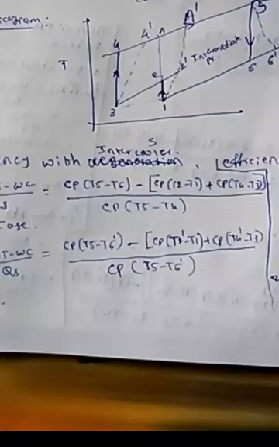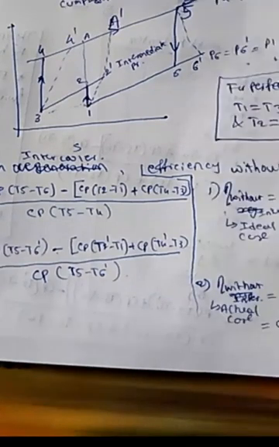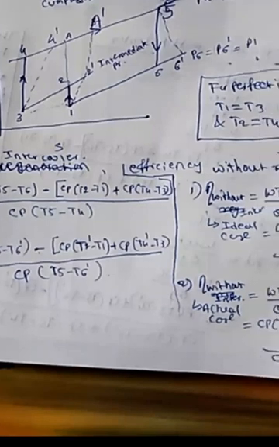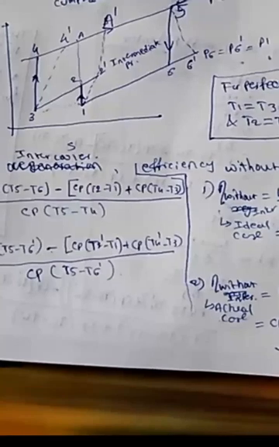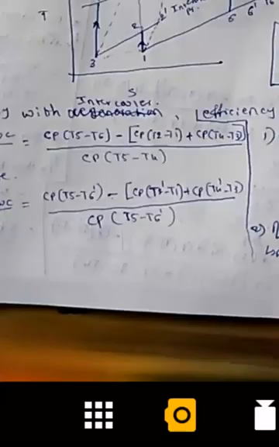Now you can write this for the actual case. You just need to change it from ideal to actual: net work divided by heat supply. The turbine work is cp (t5 minus t6 dash), minus the sum of the low pressure compressor work and the high pressure compressor work, cp (t2 dash minus t1) plus cp (t4 dash minus t3), divided by the heat addition cp into (t5 minus t4 dash).